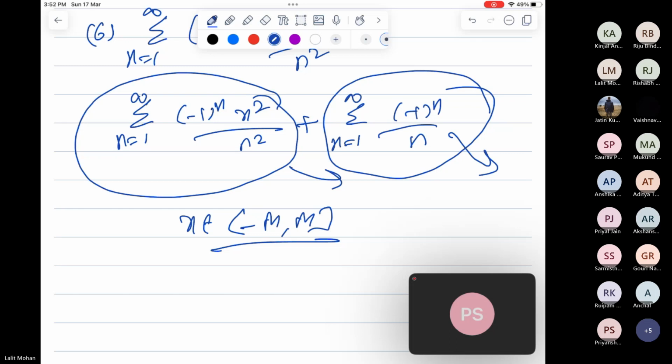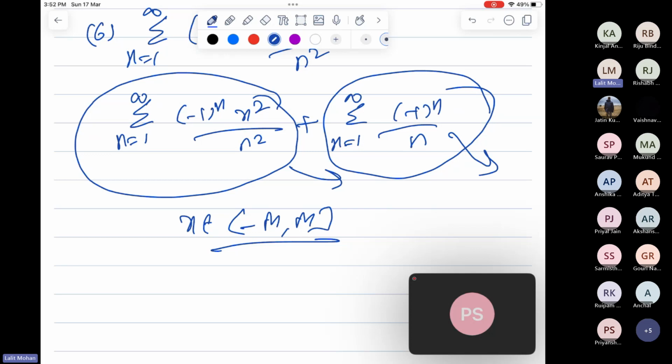Just give me a minute. Sorry. This series is convergent, and this series is convergent by the Weierstrass test. This means that this series is absolutely, uniformly convergent for any bounded interval.